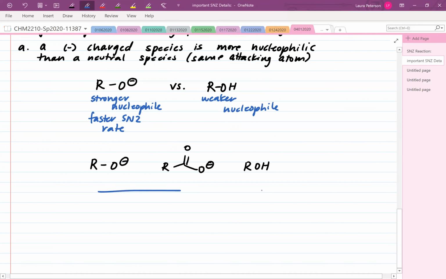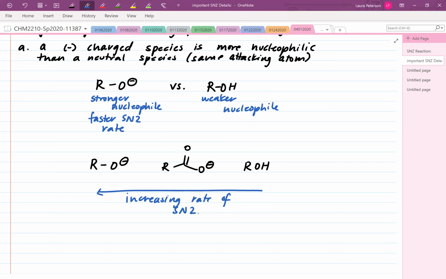We have an increasing rate of SN2 as we increase the negative charge from right to left in this case. And that's because of nucleophilicity. So increasing rate of SN2, the other way we could say that is we have increasing nucleophilicity as we go from right to left in that same series. So that's one thing we'll look at, is charged species.